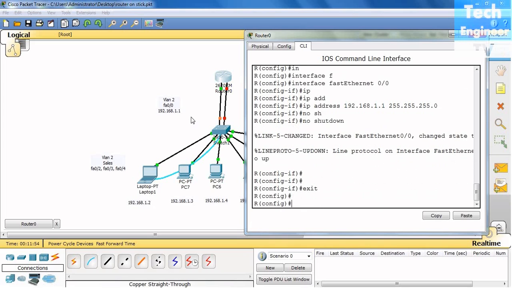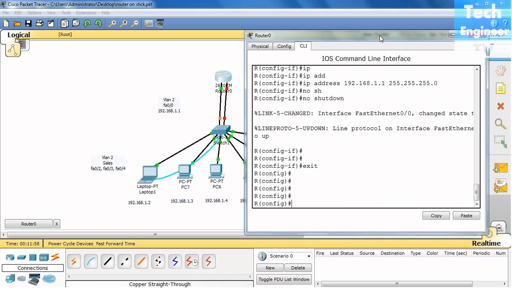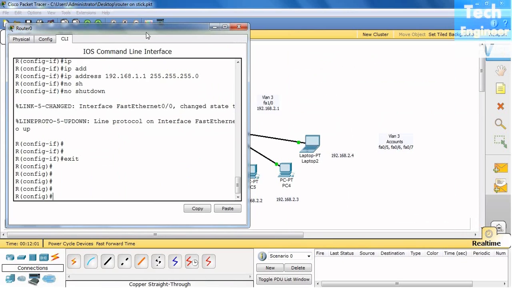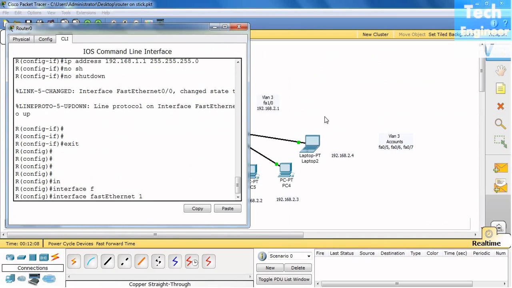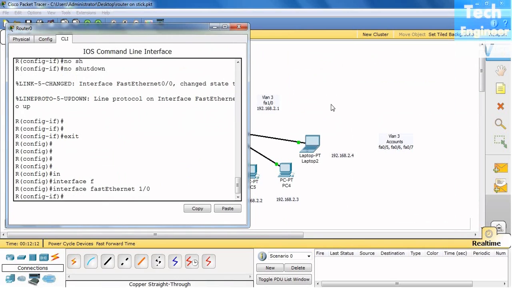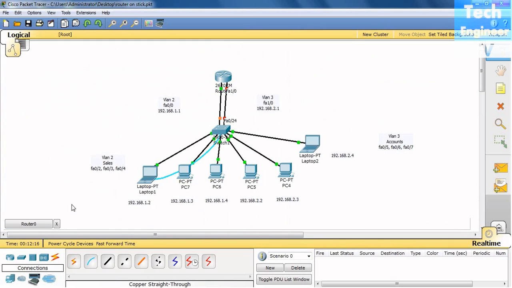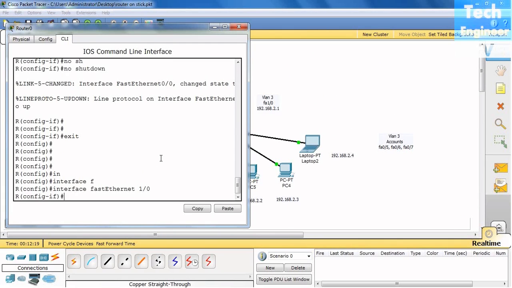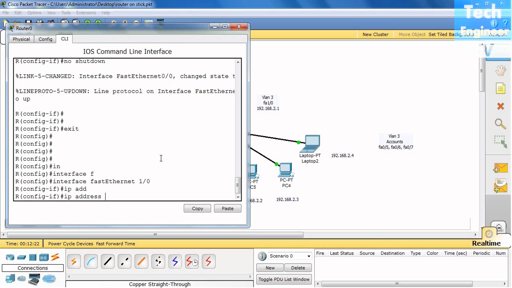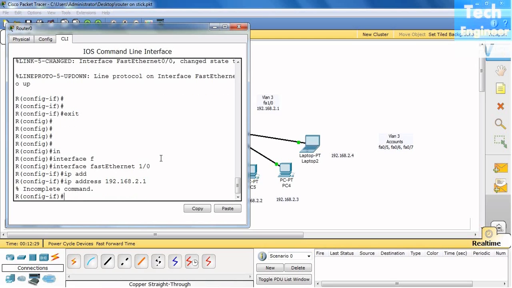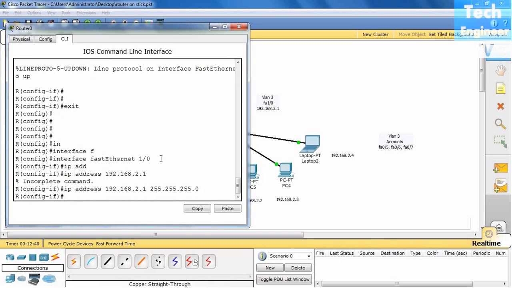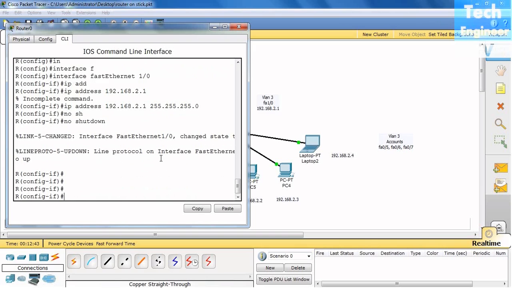Now exiting from here, we have to configure another port for VLAN 3. And how to do that? So interface FastEthernet 1/0, which is another interface connected with the switch, and the IP address, the range of the IP, 192.168.2.1. The subnet mask, forget it, 255.255.255.0. Okay, no shutdown. So exit from here.